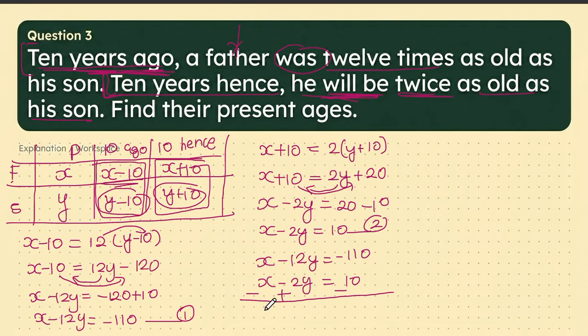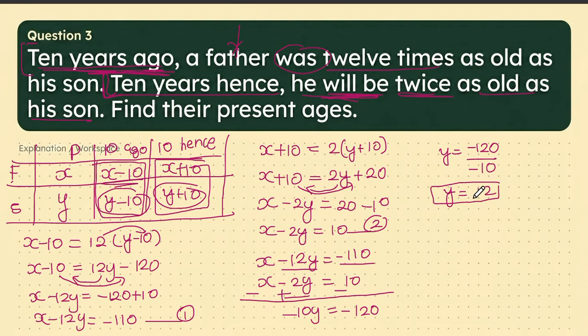So x minus x will get cancelled. Minus 12y plus 2y becomes minus 10y is equal to minus 110 and minus 10, so it becomes minus 120. So from here we can say y is equal to minus 120 upon minus 10. So if we cancel out the minus sign and 0, we'll get the answer 12. So the value of y is 12.